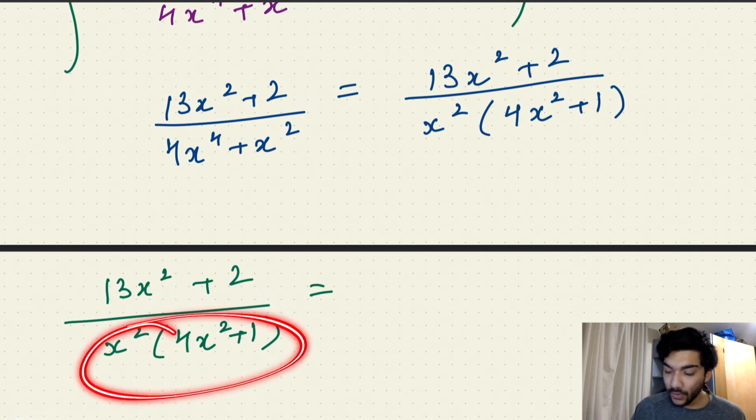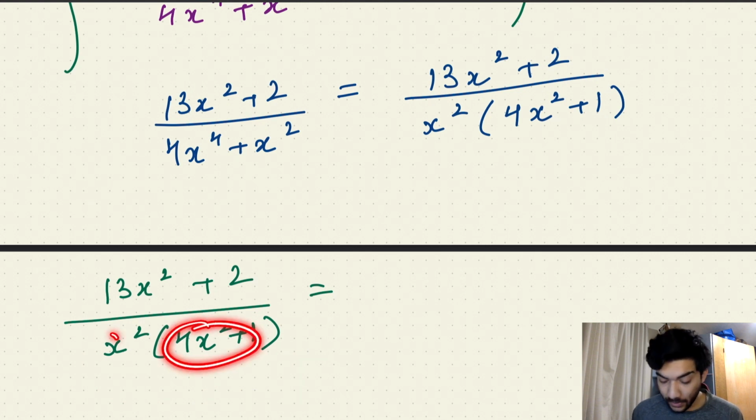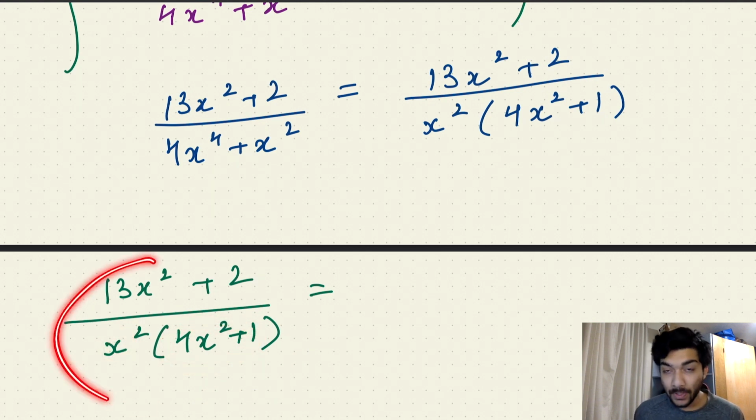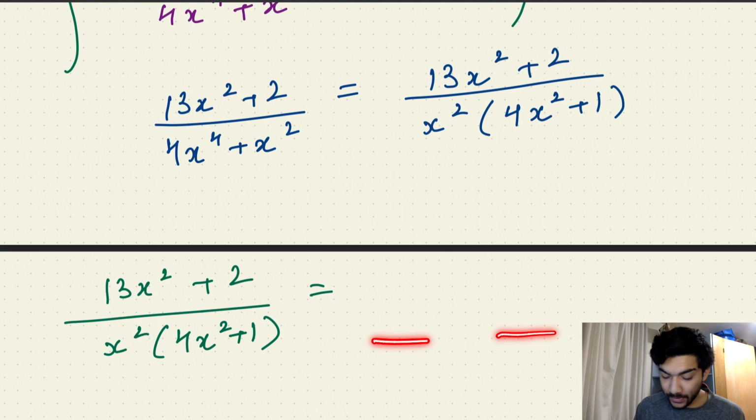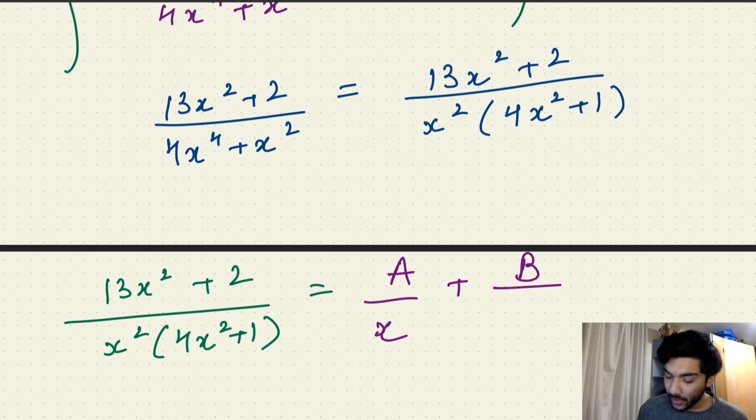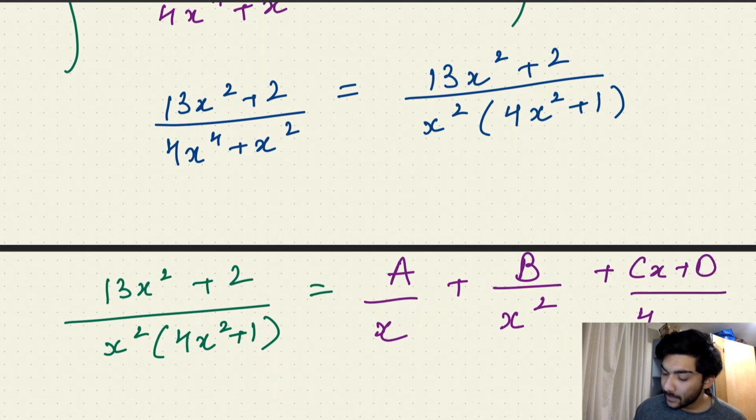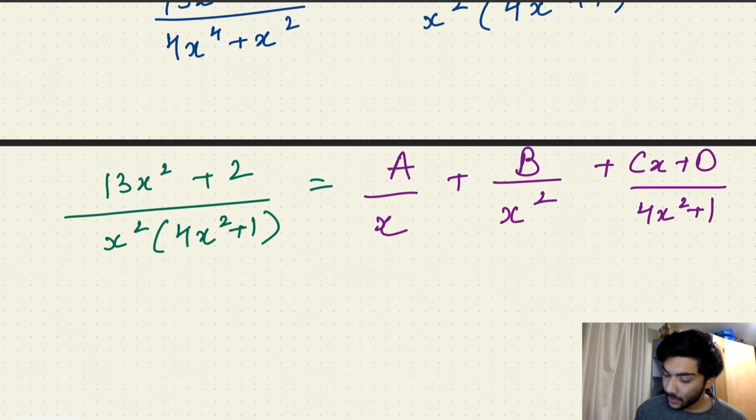And now you know that for your factored out terms in the denominator, these expressions cannot be factorized further. So now you're good to go and use partial fractions in order to simplify this expression into multiple individual components. In order to do that, this expression will be converted to, for the x² term, a upon x plus b upon x², and for the 4x² + 1 term, we will have (cx + d) upon (4x² + 1) over here, right?